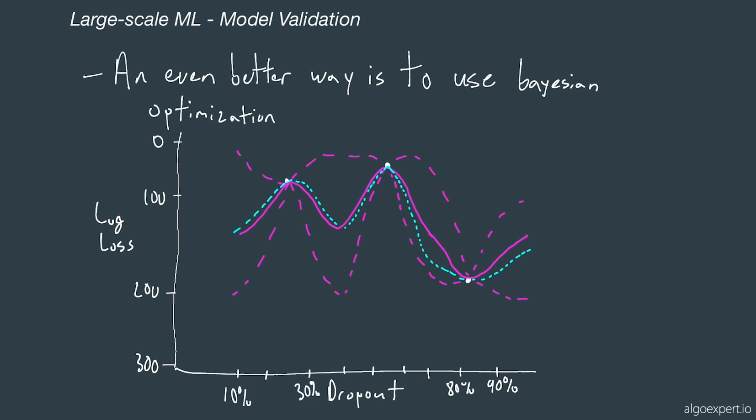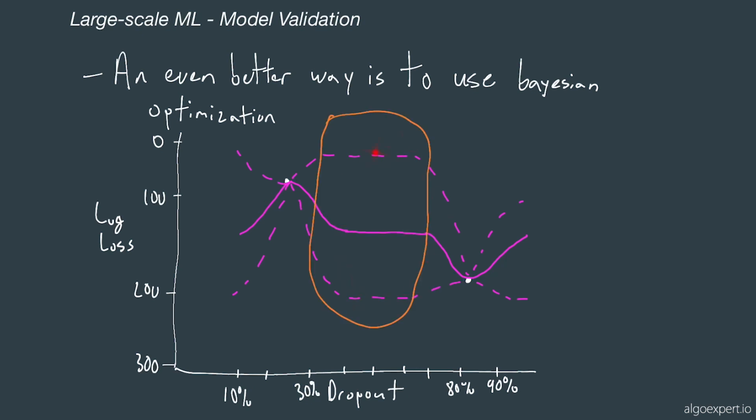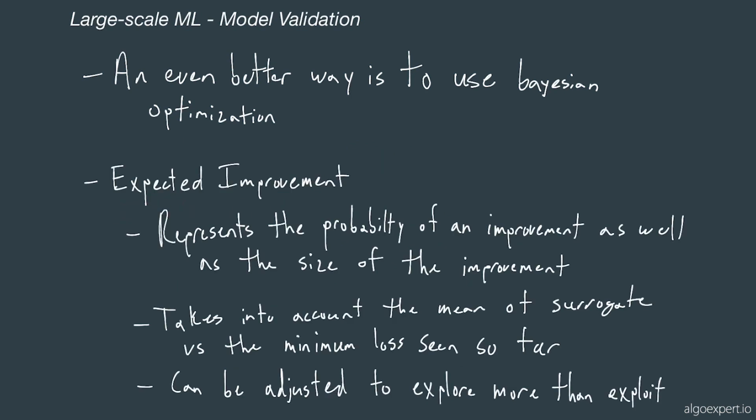So one question now is, how did we actually know mathematically to go in this location? Well, it's actually pretty intuitive. It's called expected improvement, and it represents the probability of some improvement as well as the size of that improvement. So it takes into account the mean of the surrogate that we talked about versus the minimum loss, or the best value for the hyperparameter seen so far.